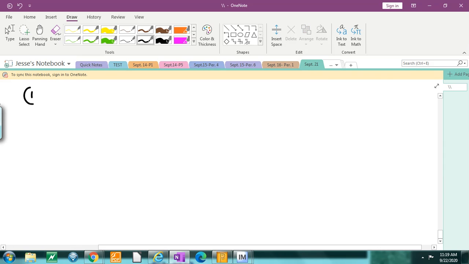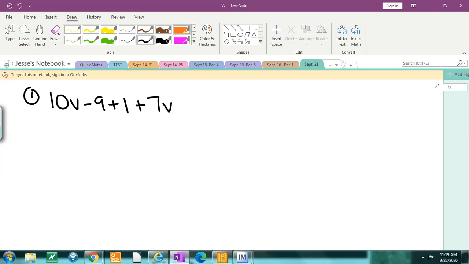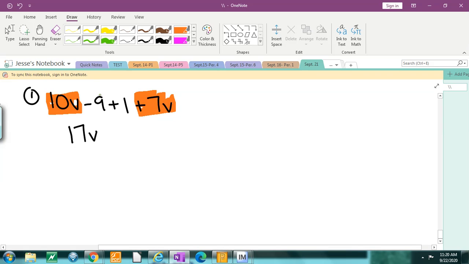I'm gonna put number one. I'm gonna put 10v minus 9 plus 1 plus 7v. Okay, so remember, we're combining like terms. So we have 10v, right? What are we going to combine it with? 7v, because they both have the variable v. So 10v plus 7v is 17v. And then you have the constant negative 9 plus 1. Well, what's negative 9 plus 1?